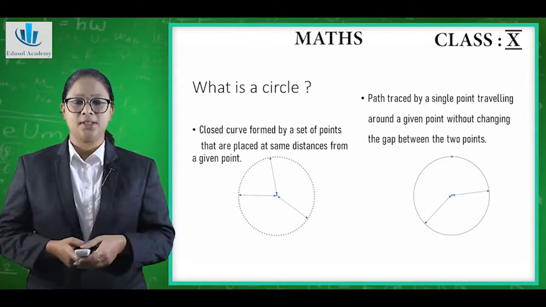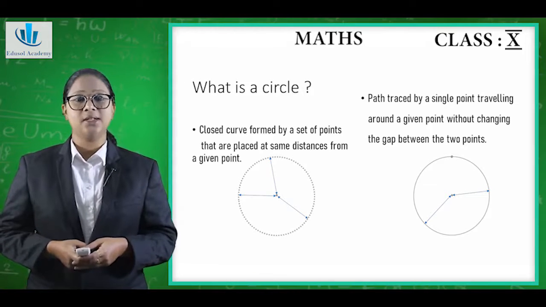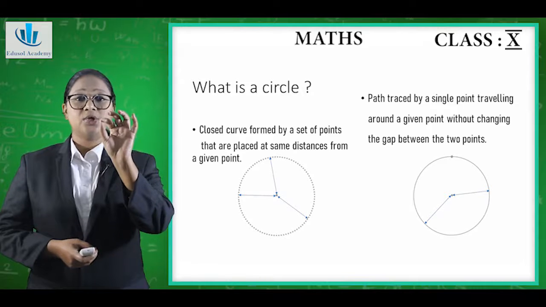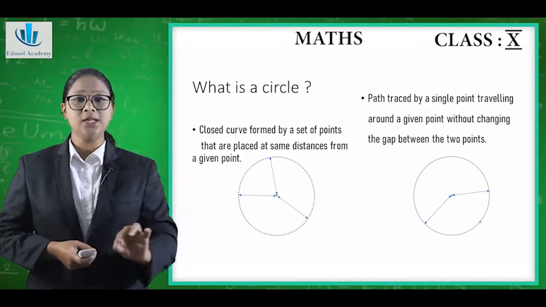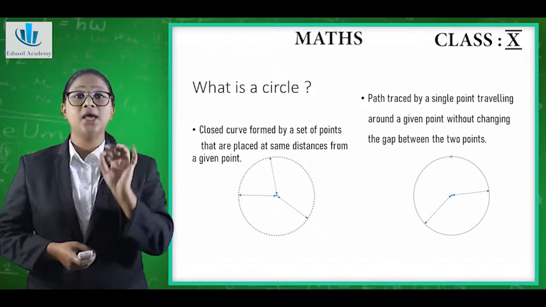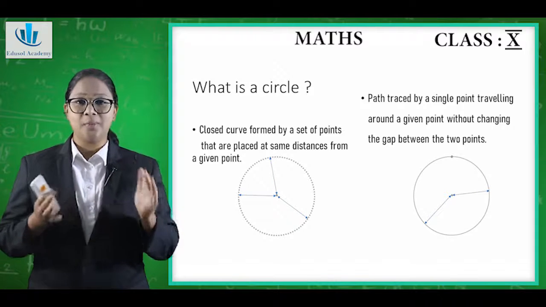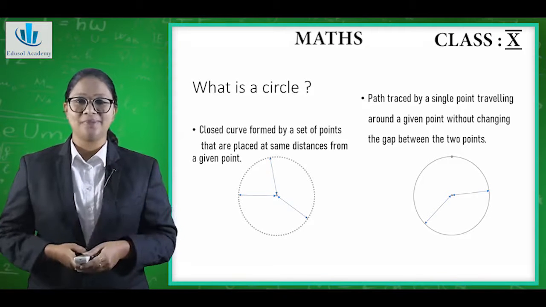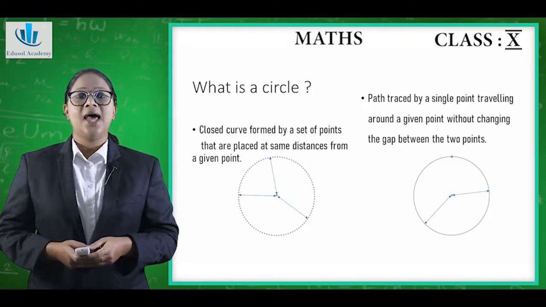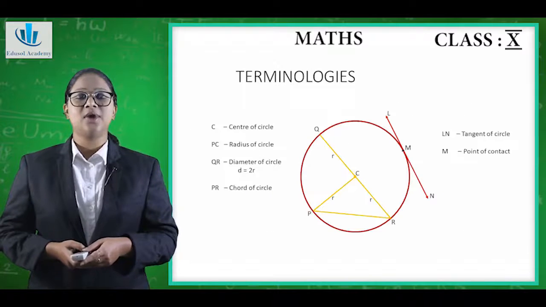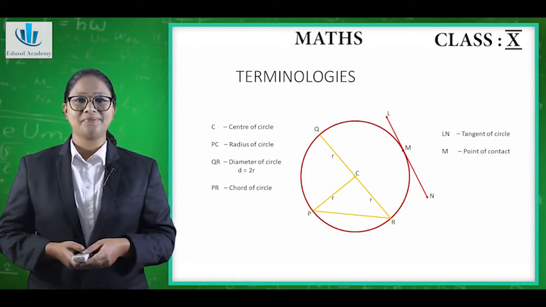Now, in a second method, we can define a circle as the path traced by a single point rotating around a middle point, provided the distance between the points remains constant. That's right. Let's have a look at the terminologies related to circles.